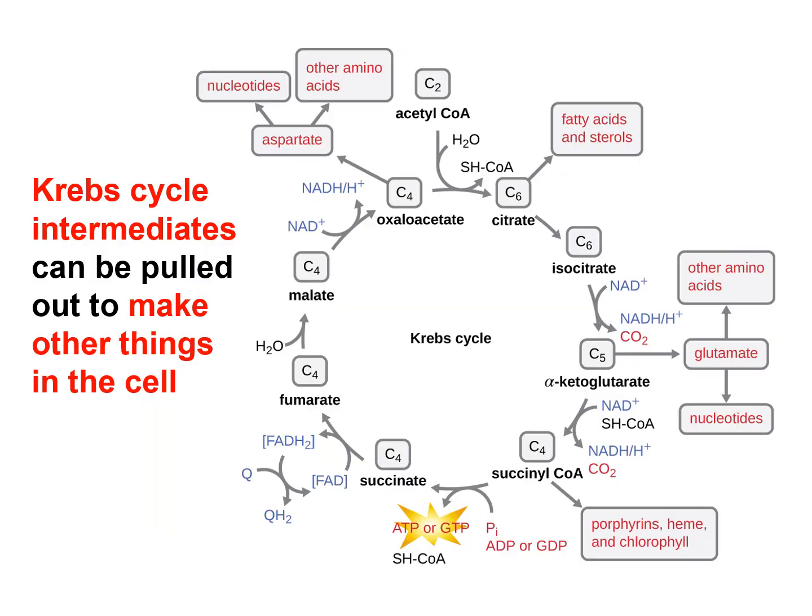Okay, and all I want you to get out of this picture is to show you that with all of these intermediates in the Krebs cycle, we can pull off a lot of these and the cell can make other things that they need. So maybe they need to make some nucleotides or some fatty acids or other amino acids. So there's a lot of things they can pull off the Krebs cycle and make other things that they need.